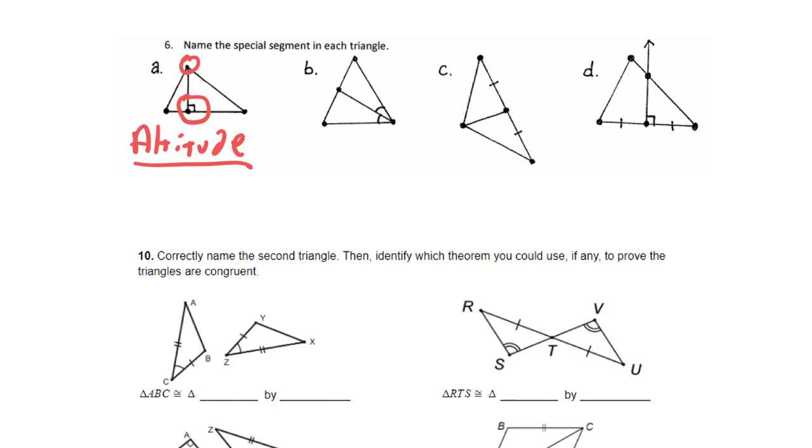B is going to be an angle bisector, and I know that because it shows me these two points, it gives me those two arcs. So this is an angle bisector.